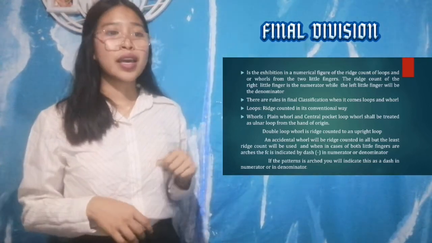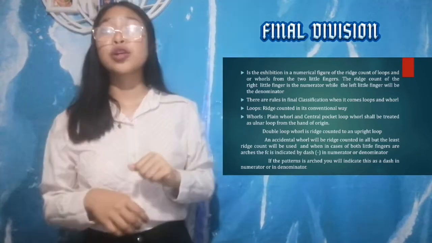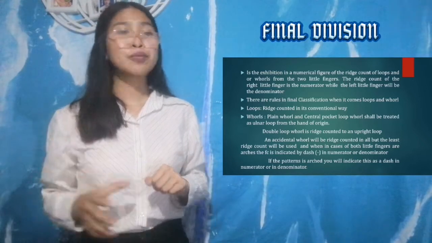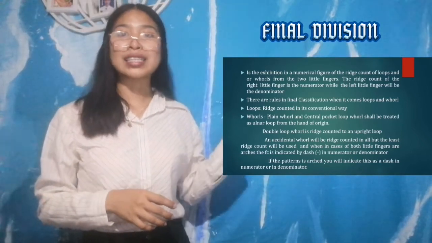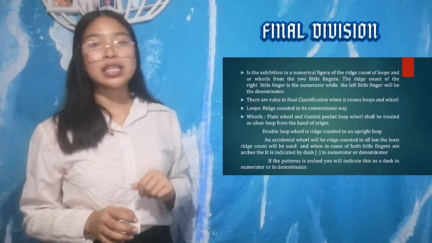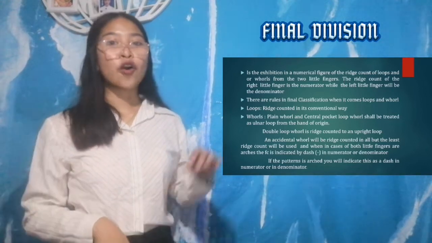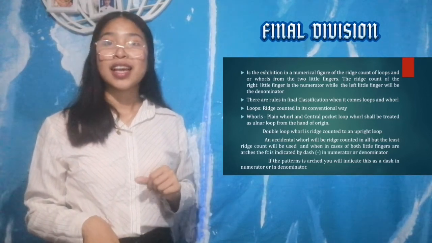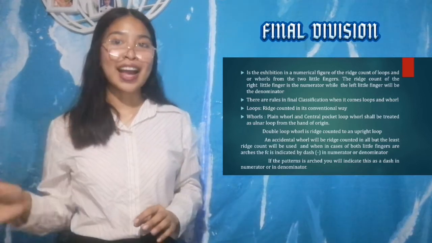And then in whorls, it says that plain whorl and central pocket loop whorl shall be treated as ulnar loop from their hand of origin. It means that the ridge count is made from the right delta of the left hand and the left delta of the right hand.